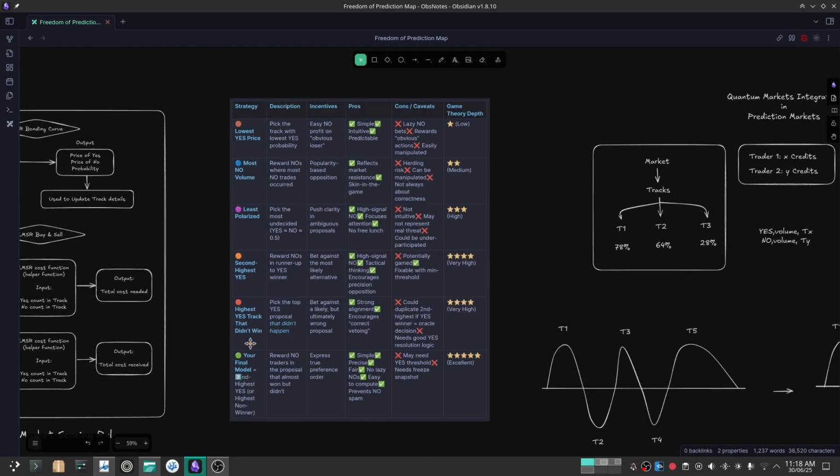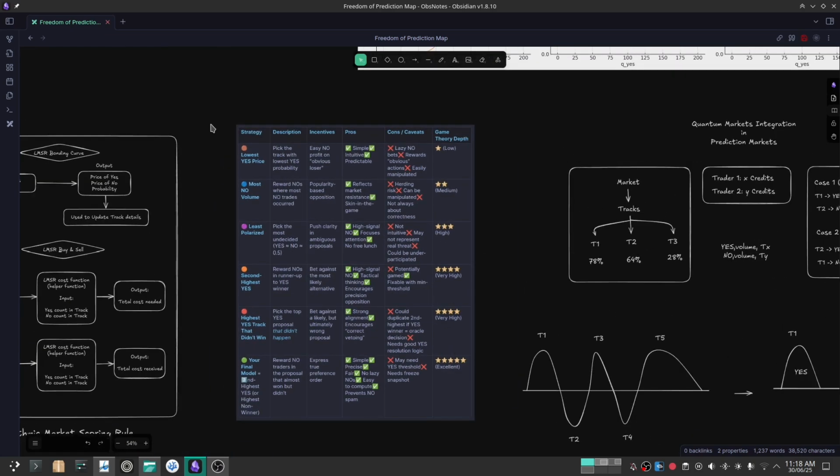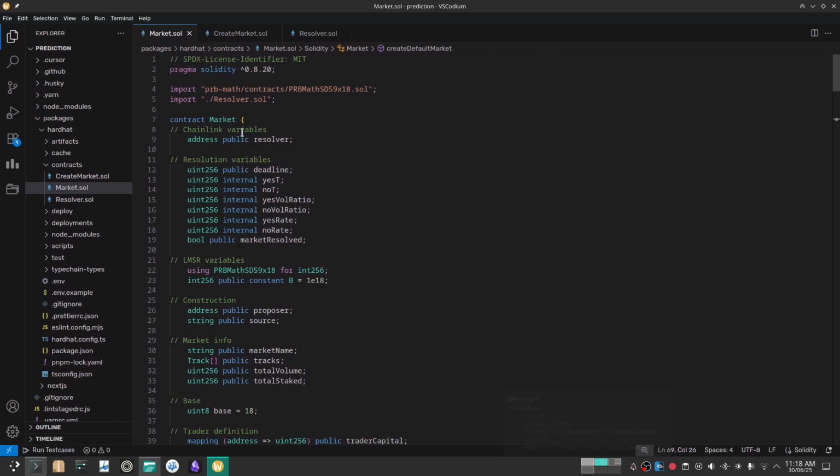There's a reason why we chose this model, and there's a lot of thinking behind this, like game theory. And let's take a look at the contract.